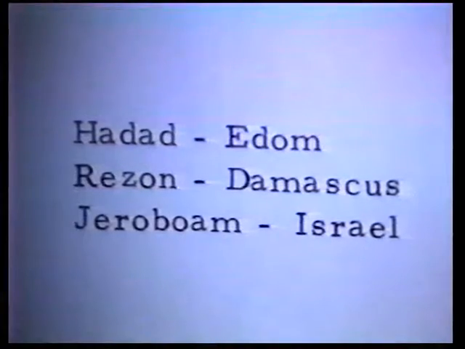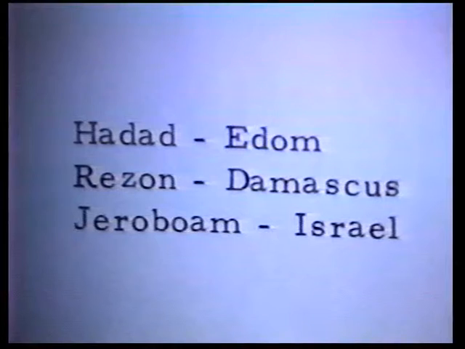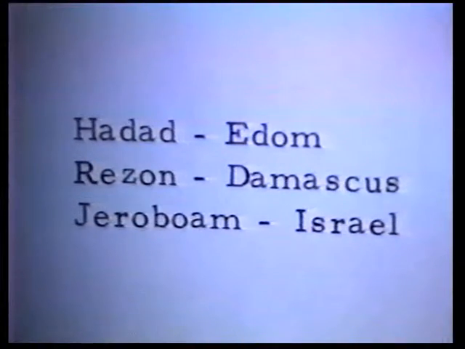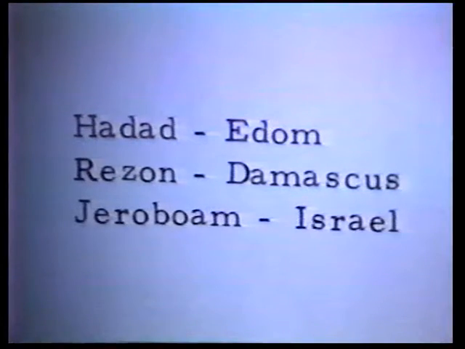Gradually, various men began to eat away at the kingdom of Solomon: Hadad in Edom, Rezon in Damascus, and Jeroboam in Israel itself. The kingdom was divided after the death of Solomon, but it was Solomon who was responsible.